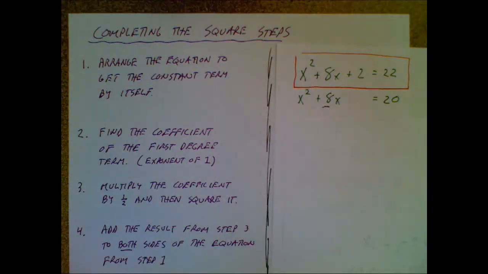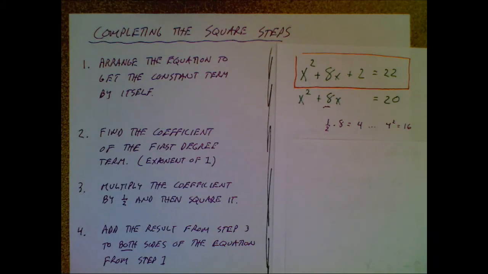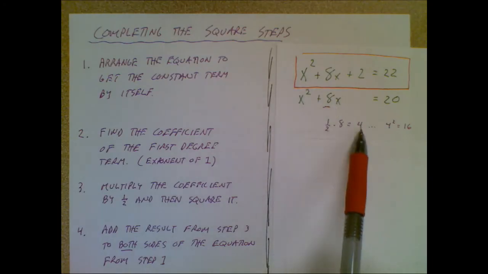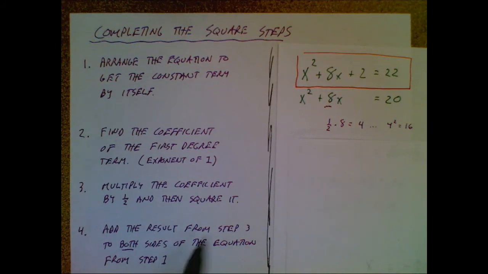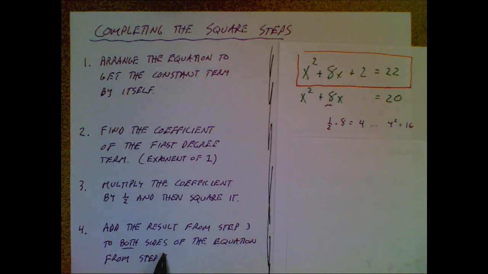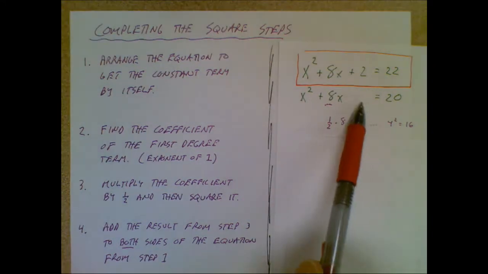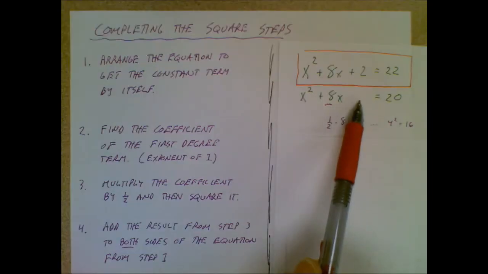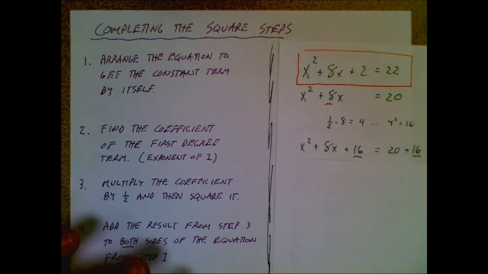So I have to take that 8, divide it in 2 or multiply by a half and then square it. So half of 8 is 4, 4 squared is 16. Then once I get that 16, add the result to both sides of the equation. So remember, I left this awkward space. The 16 is going to go there, and if I do 16 added to the left side, I have to do 16 added to the right side. So there that is.